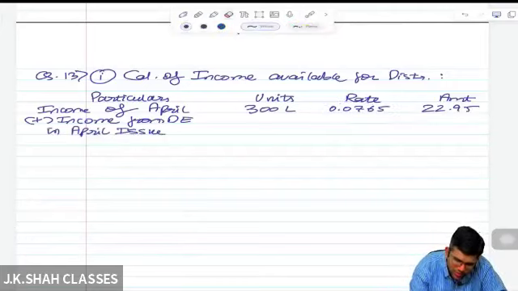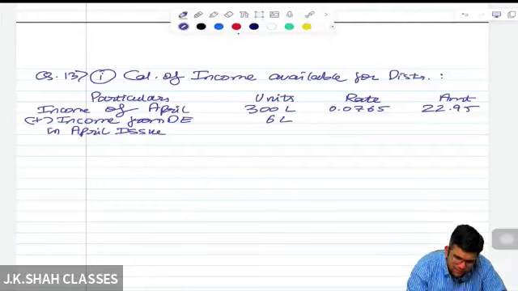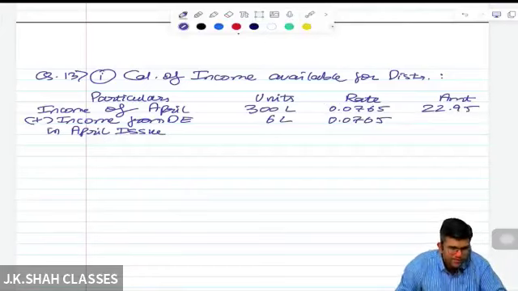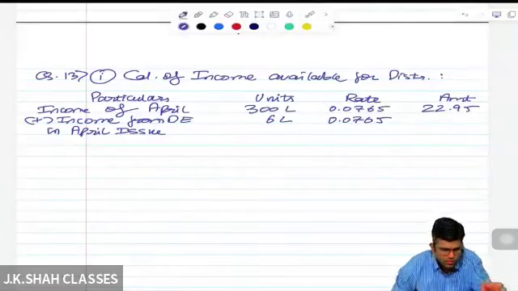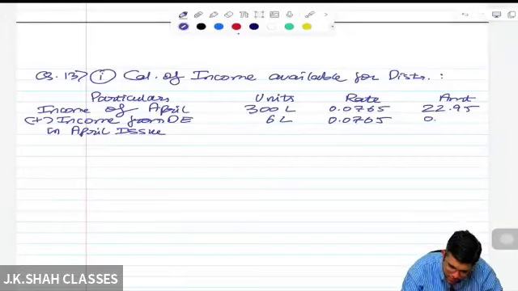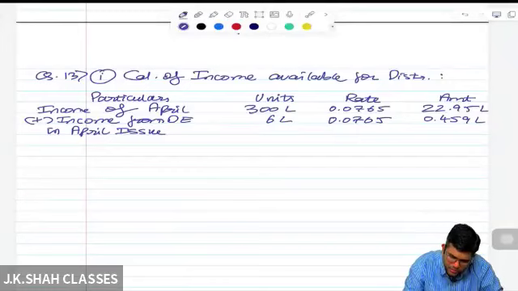Students, how many new partners we brought in? 6 lakh. From each one, can I say we charged 0.0765? So 6 lakh into 0.0765, 0.459. This is all rupees in lakhs. You can put lakh at the end. So that will give you total now of 22.95.